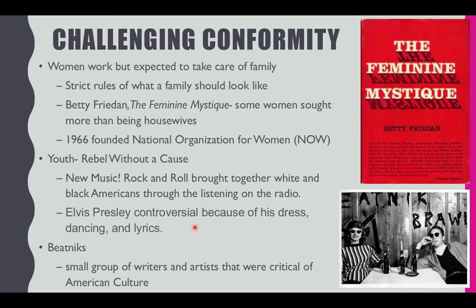Last piece for today. So conformity meant that you had the nuclear family. Not everybody likes that. Not everybody wants to be like that. There are going to be women who want to work outside of the home, but they're expected to take care of their family. There are very strict rules for what a family should look like at this time. Remember, you want to be the nuclear family.